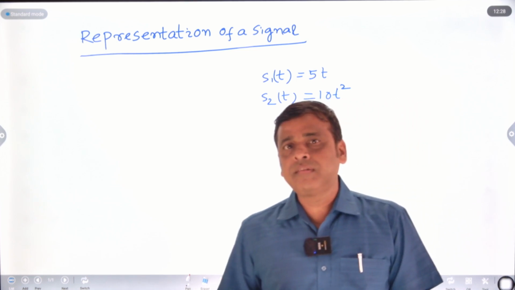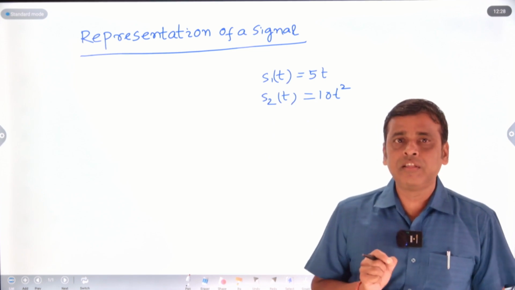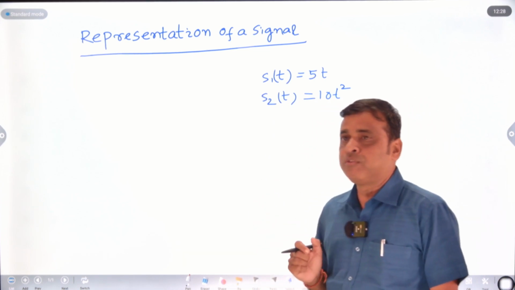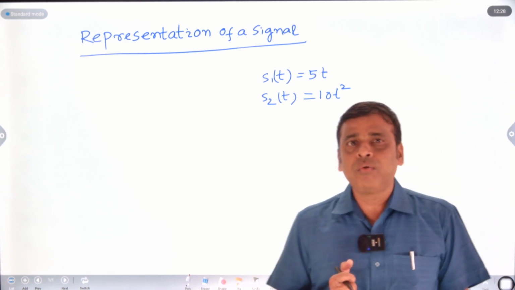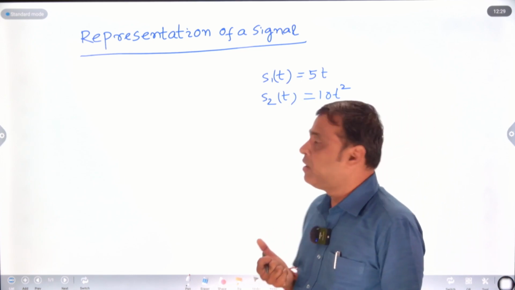As far as discrete signals, we will represent the discrete signals, that means the width is negligible, we can consider for every value of n the amplitude values. So that is called the discrete signals. So in today's class we will discuss how we represent the signals, that is your discrete signals.